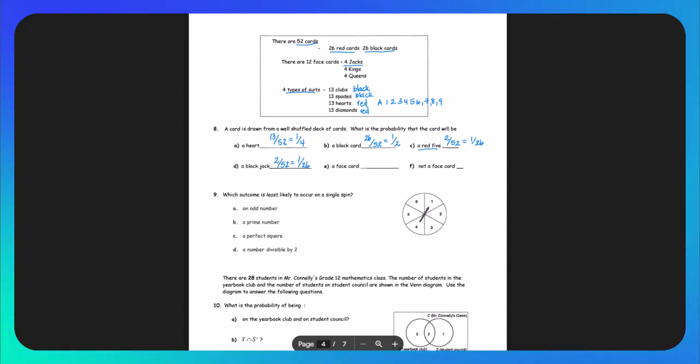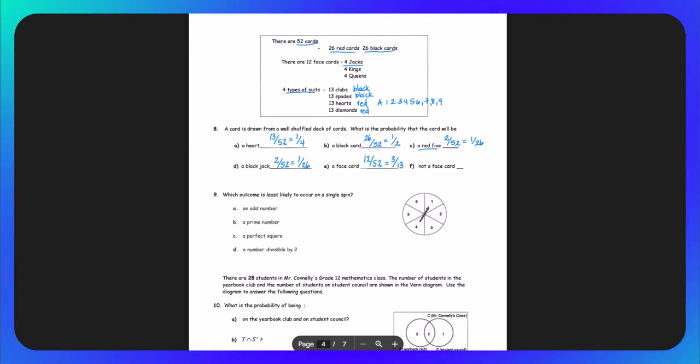What about a face card? Well, as we mentioned, there are jack, king, and queen. Those are the face cards, and there are 4 each. So in total, there are 12 face cards out of 52. Now, this one, we have to divide each of these by 4. So 12 divided by 4 is 3, and 52 divided by 4 is 13.